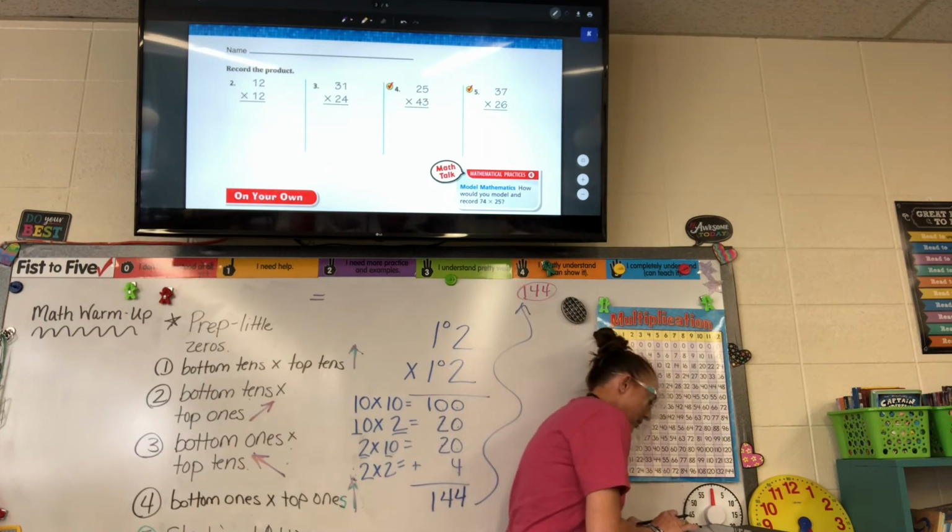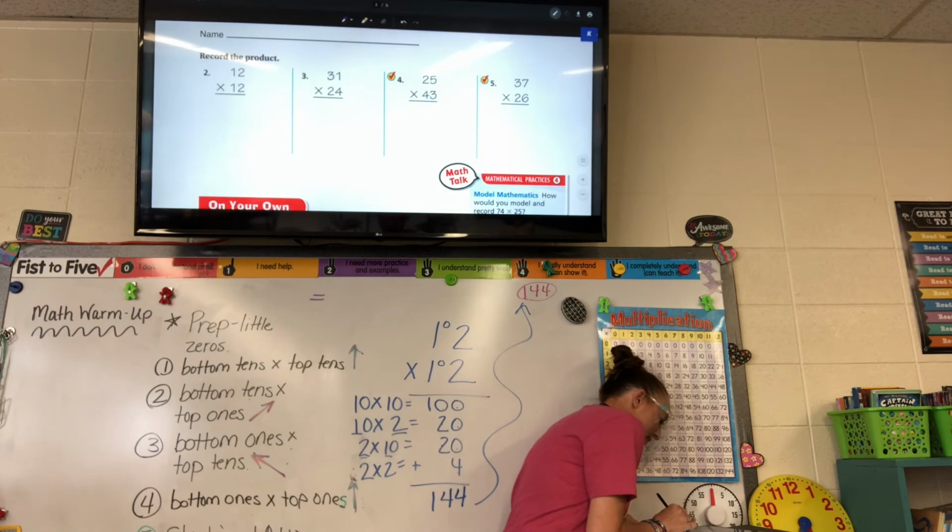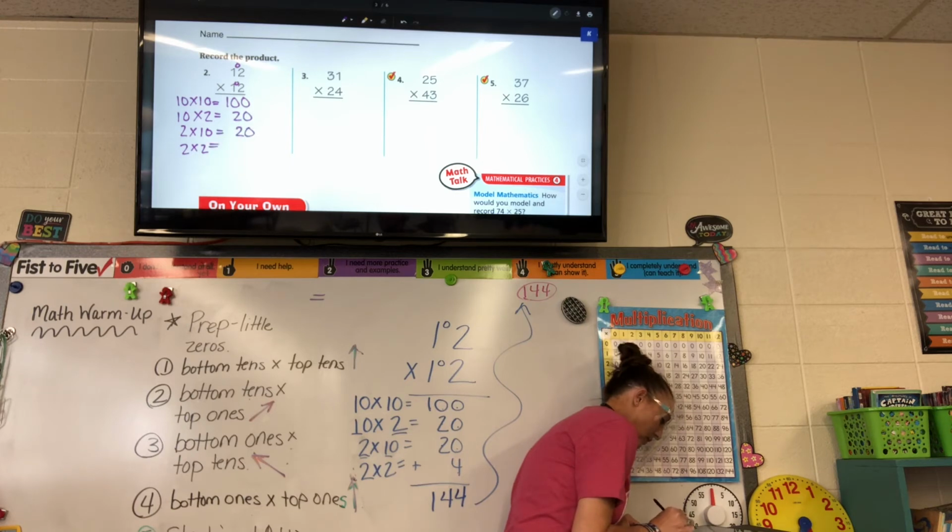All right, here we go. Ready? 10 times 10. Oh, first, let's plug those little zeros in. Little 0, little 0. 10 times 10, 10 times 2, 2 times 10, 2 times 2. And then we get 100. Then we get 20. Then we get 20. Then we get 4. When we add those all together, we get 144. Then I would like you to circle your answer.